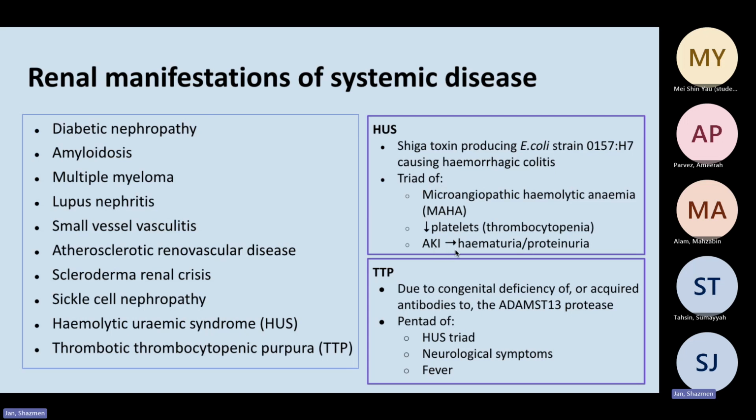thrombocytopenia, and AKI. And in this AKI, you'll see hematuria and proteinuria. So that's kind of like as in the E. coli, it's basically causing some sort of renal problem.